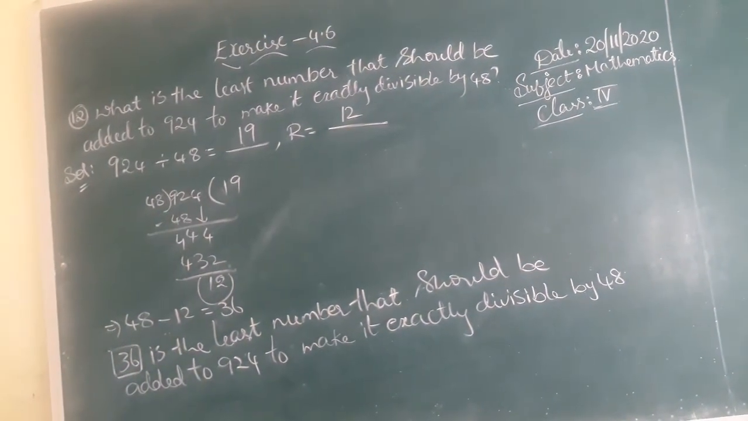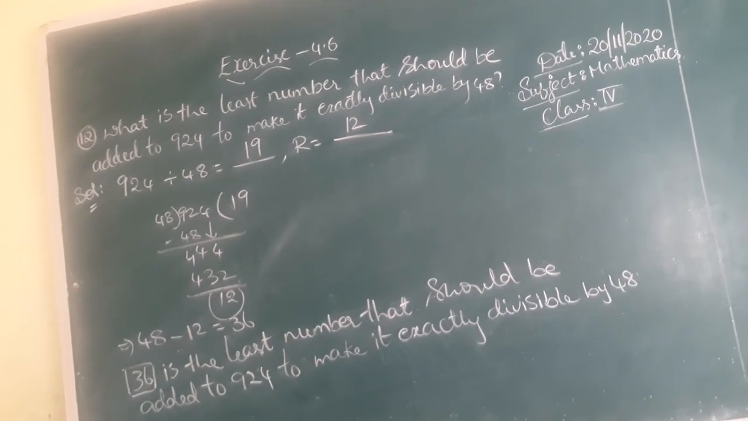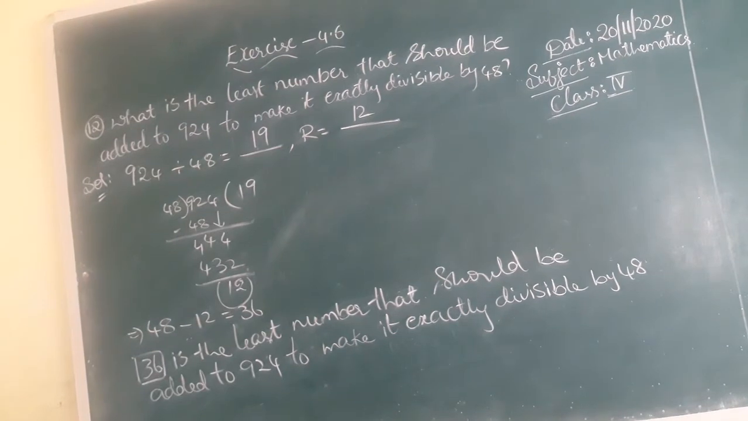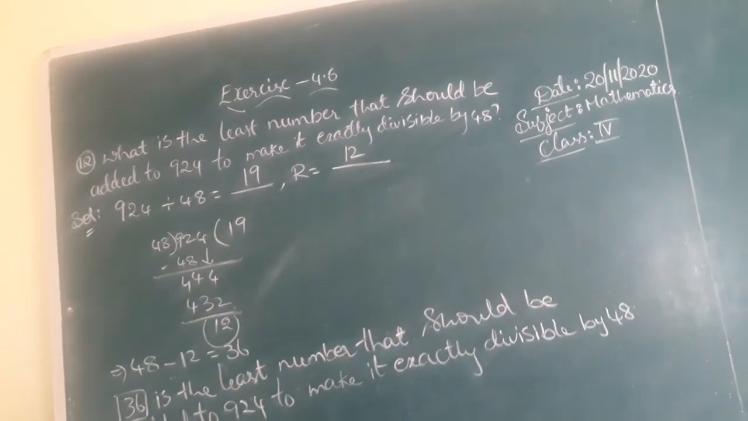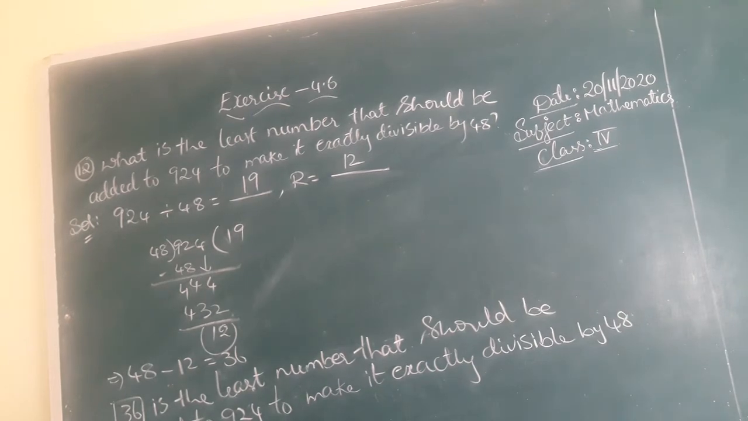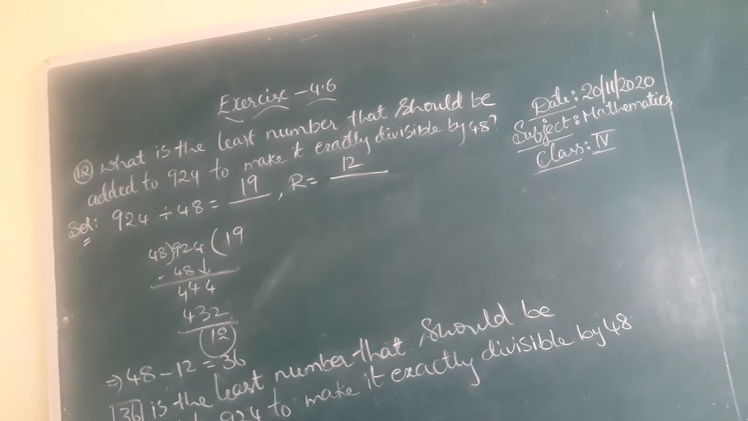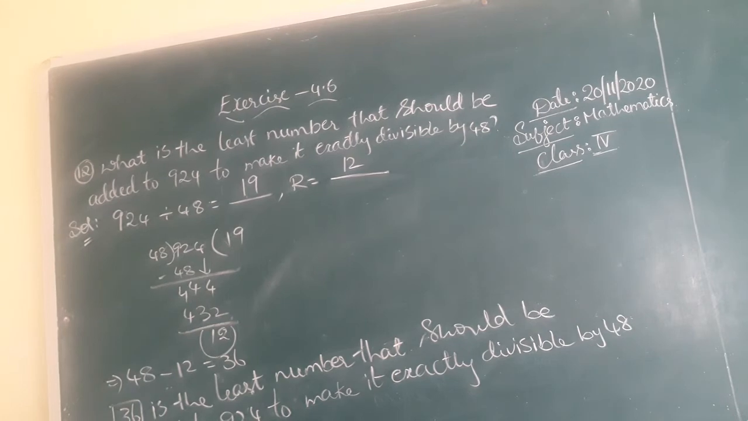This exercise is completed. Now I am going to start exercise 4.7 here. You have to write what operation you have to do. If it is addition, you have to put A. If it is subtraction, you have to put S. Subtraction means S, multiplication means M, and division means D.